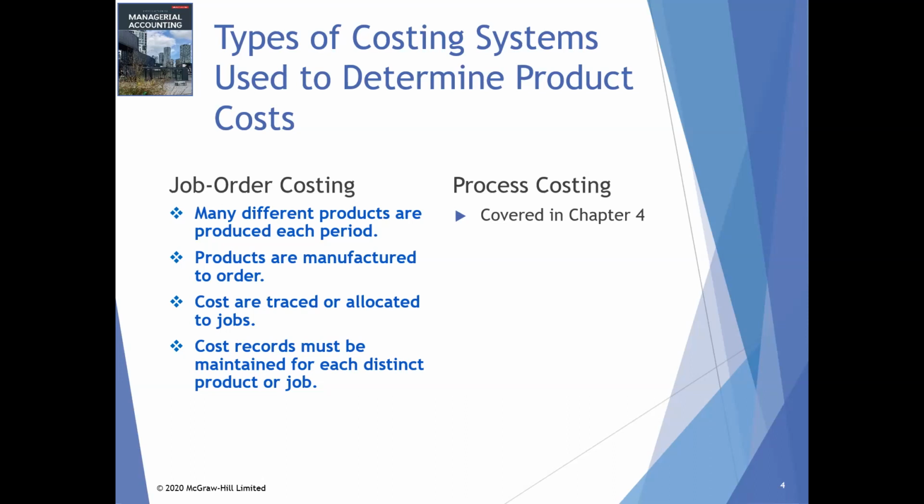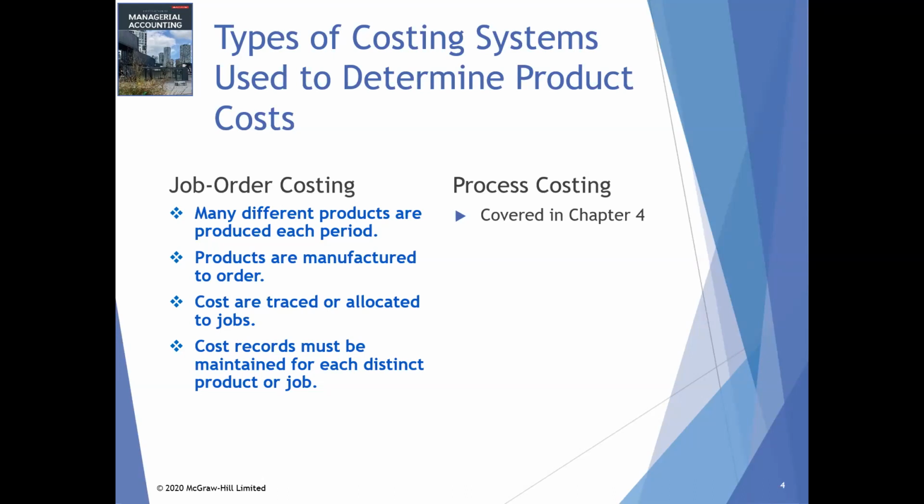So products are manufactured to order, right? And the costs are traced or allocated to the job. A cost record must be maintained for each distinct product or distinct job. Means, for example, if there is one job, then there will be a job sheet. This is job number 1, job number 2, job number 3, job number 4. If there are four jobs or four products, for one job the cost is incurred.